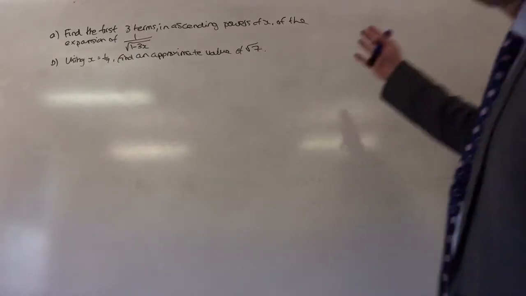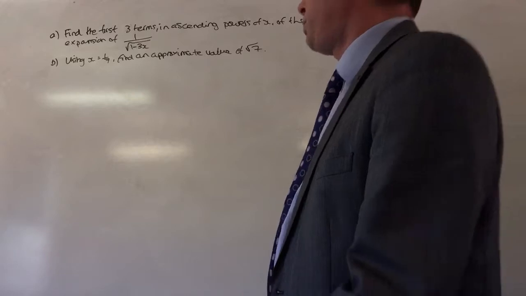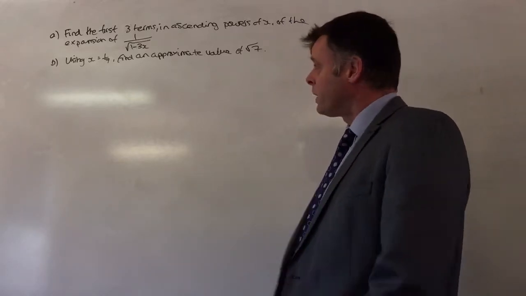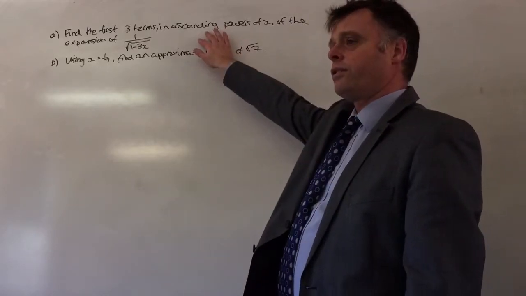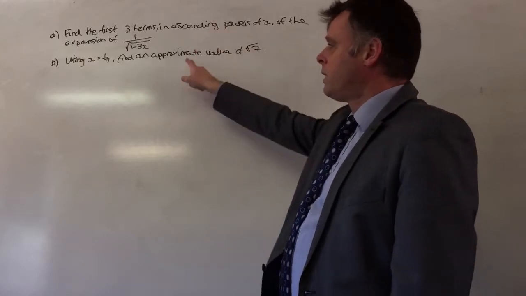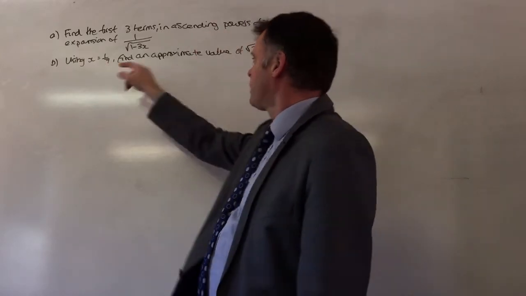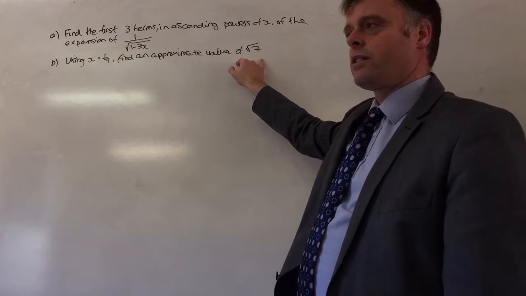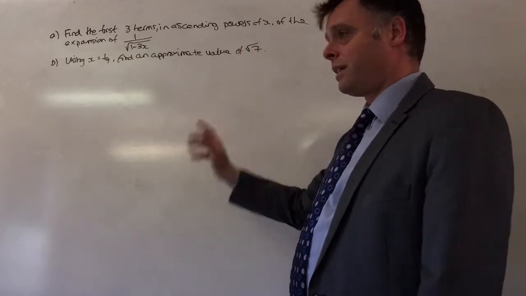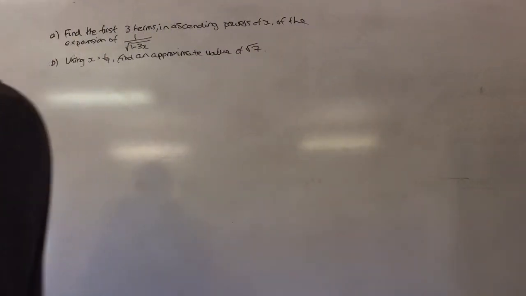So this is a hard example, probably pretty equivalent to a hard A-level question. The first bit is relatively straightforward. That just requires us to use the formula. Using this value here to find the approximate value of the square root of 7 is a little bit trickier, but still perfectly doable if you follow the rules.